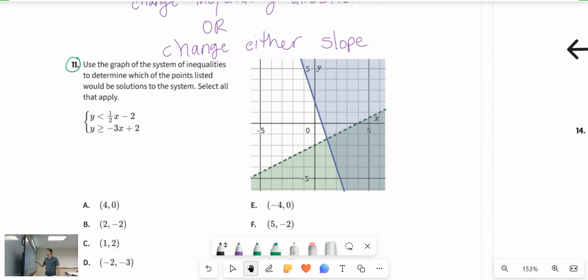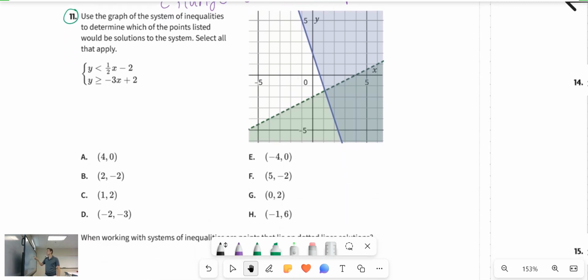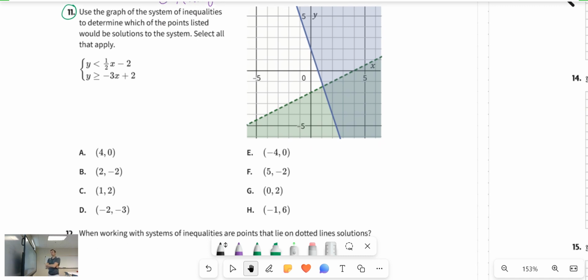Let's see what 11 has for a question. All right. Use the graph of the system of inequalities to determine which of the points listed would be solutions to the system. Select all that apply. All right, so it's given us 8 points to consider.